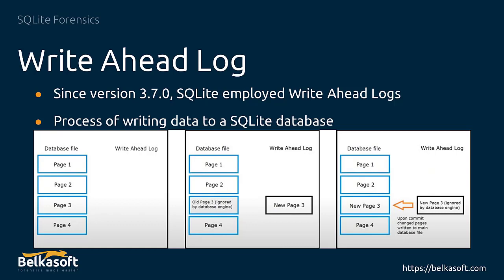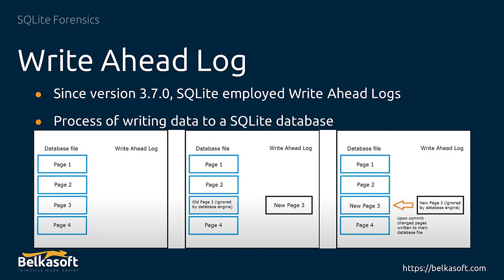The next portion of SQLite that we'll be covering is the write-ahead log, or WAL file. This is almost the same as the journal file in that it is also a secondary database file that is used to maintain the integrity of the original database. WAL files are employed by SQLite after version 3.7.0. So what is the difference between a journal file and a write-ahead log?